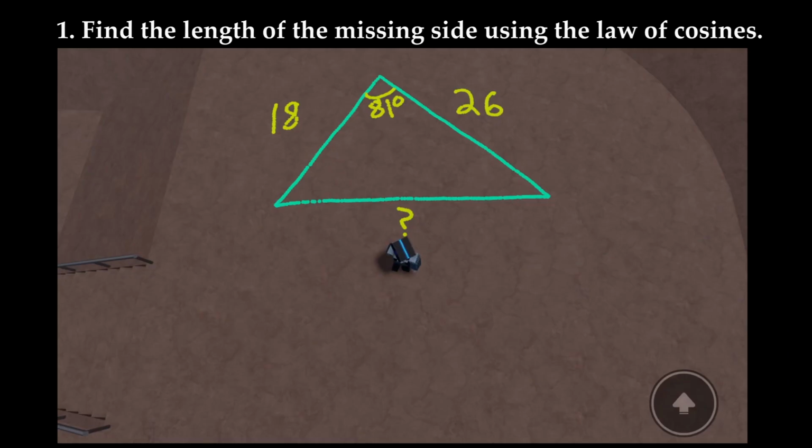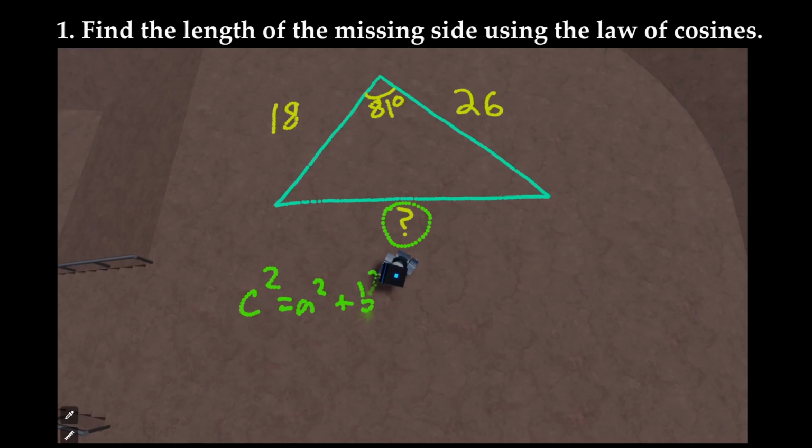In this first problem, we have a triangle with side lengths of 18, 26, and an angle of 81 degrees between them, and we have to find this mystery side right over here. So let's use the law of cosines. Let me write that again. It says that c squared is equal to a squared plus b squared minus 2ab times cosine of angle C. And now we just need to find a, b, c, and angle C. So a and b are always the sides that are flanking an angle. They're right next to it.